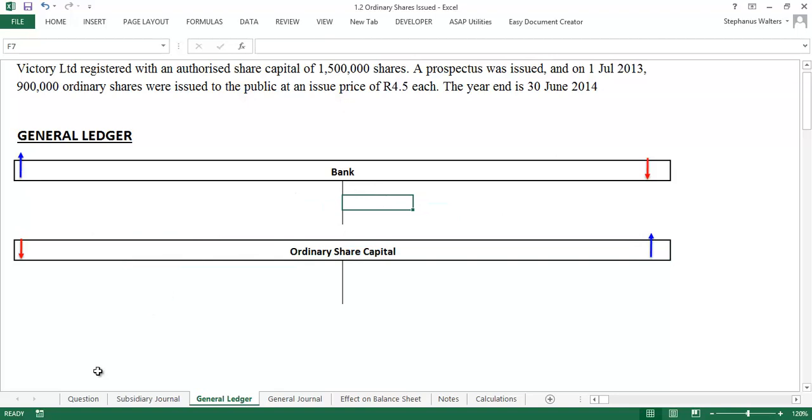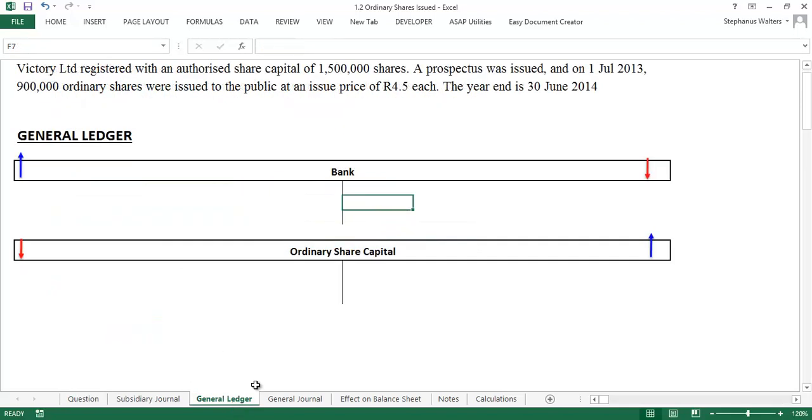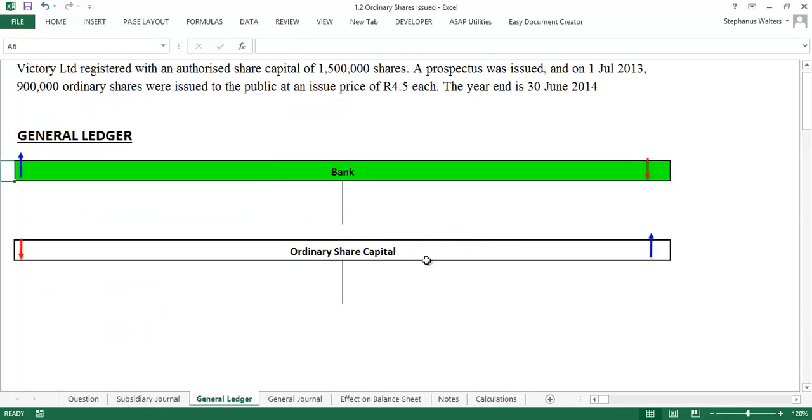Right, I'm also going to use this legend throughout. All right, so assets will be colored green, equity will be colored blue, liabilities red, incomes will be blue with the blue font, and expenses will be blue with the red font to distinguish them. Right, so let's just color our bank, and we're going to make that green. And my ordinary share capital, we're going to make that our blue. There we go.